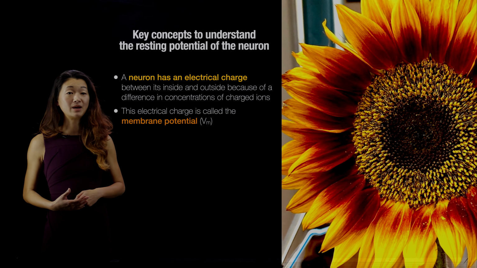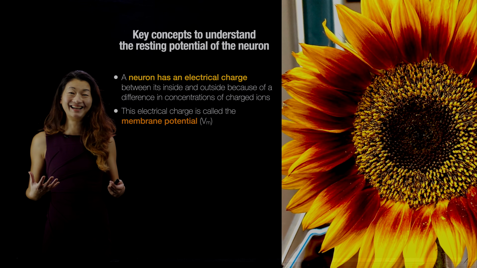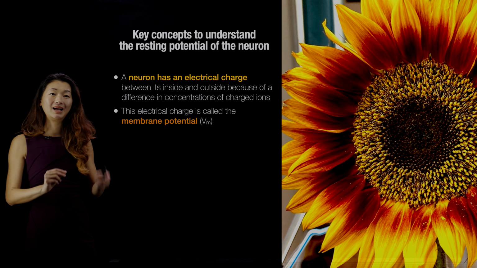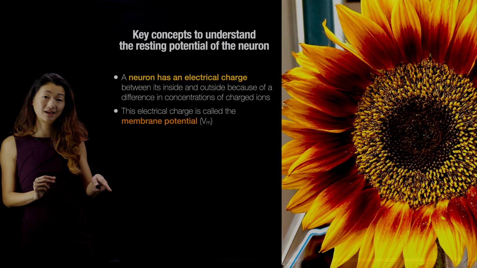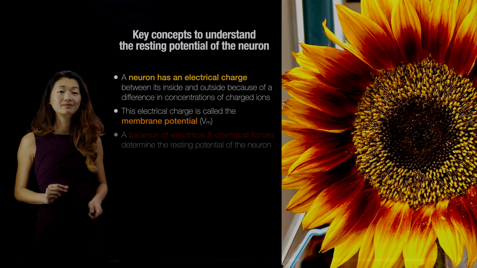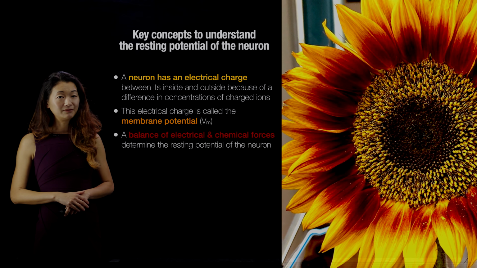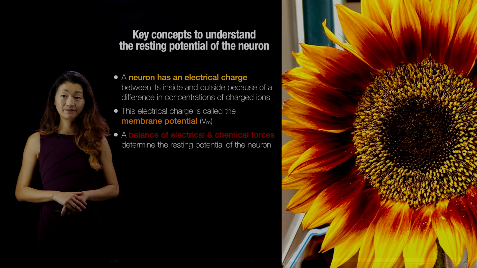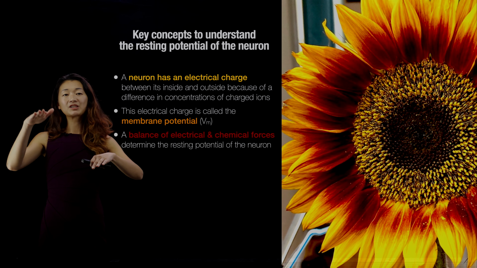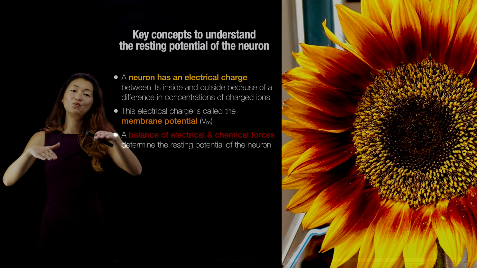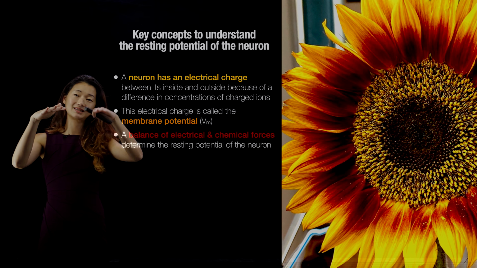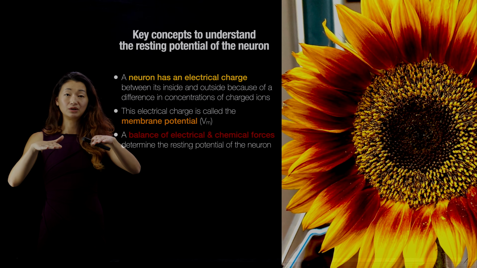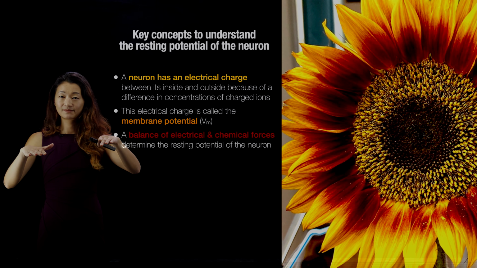Next, we talked about how this electrical charge is called the membrane potential, and every time you see a big V, that means voltage, and sub m, little m, means membrane. So V sub m, every time you see that, it means membrane potential. So the balance of electrical and chemical forces determines the resting potential of the neuron, quantitatively speaking. Those two forces are always going to be pushing and pulling against each other. Sometimes one is pushing ions out, the other one is pushing ions in, but they always balance out. And the point at which they balance is the resting potential of the neuron for all of the net species.